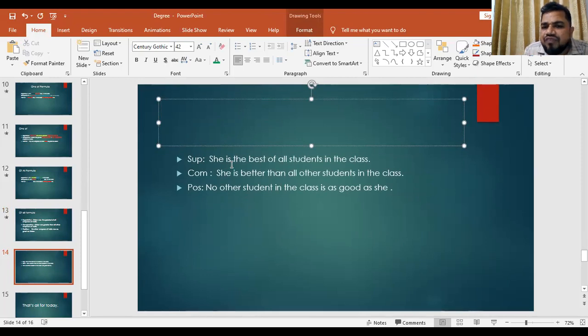Practice. She is the best of all students in the class. Comparative: she is better than all other students in the class. Positive: no other student in the class is as good as she.